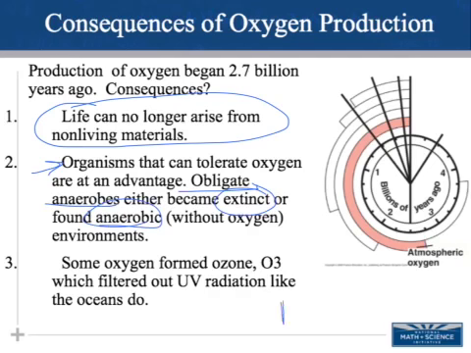Remember, one of those kingdoms is the archaebacteria, and those archaebacteria contain bacteria that are obligate anaerobes. And so they are found in areas like deep mud where oxygen cannot penetrate, in anaerobic environments. Some of the oxygen grouped together and formed ozone, which helped filter out the UV radiation, which is extremely important for organisms because UV radiation can cause mutations.